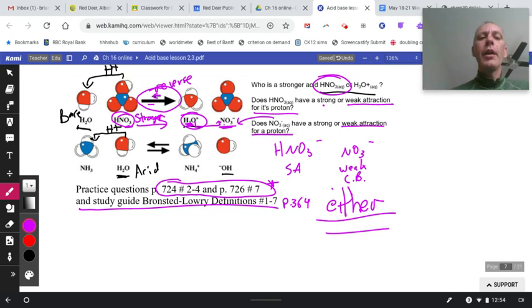Okay, I'm going to stop there. Tomorrow we will finish off Bronsted Lowry theory. And what's the second thing we're going to look at? We're going to start calculating pH, pOH for these reactions. And then Thursday, we're wrapping up the week. Short but sweet.